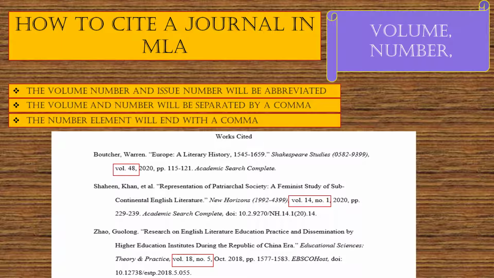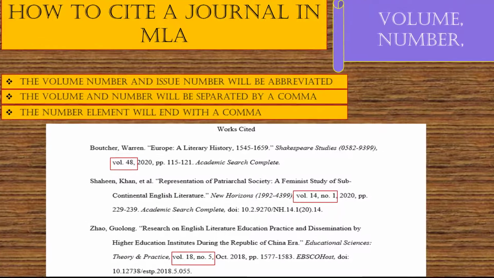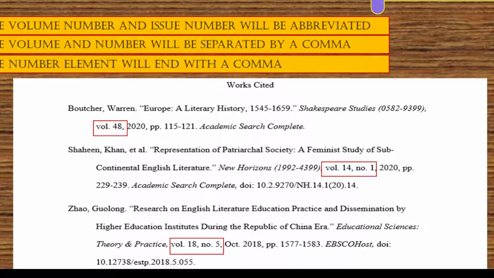Now the journal will have a volume number and an issue number. For the volume number, use the abbreviation "vol." in lowercase, and for the issue number, use "no.", also in lowercase. Both of these elements will end with a comma.